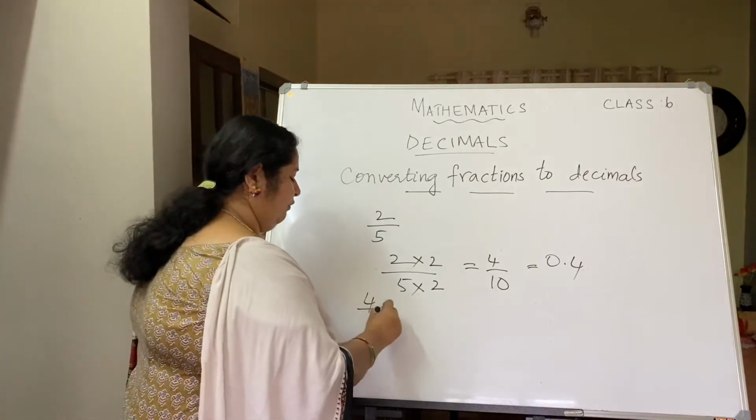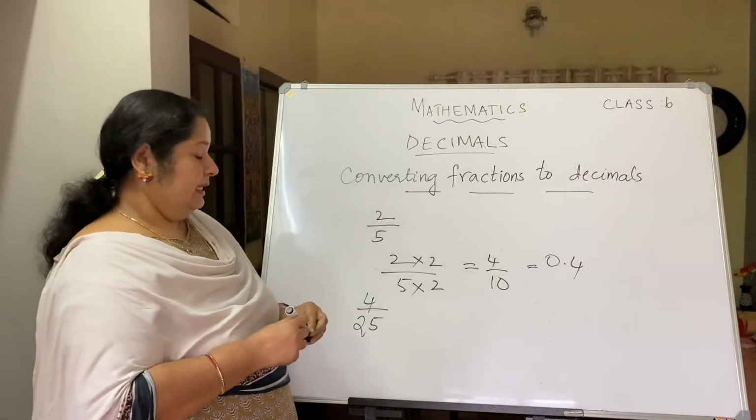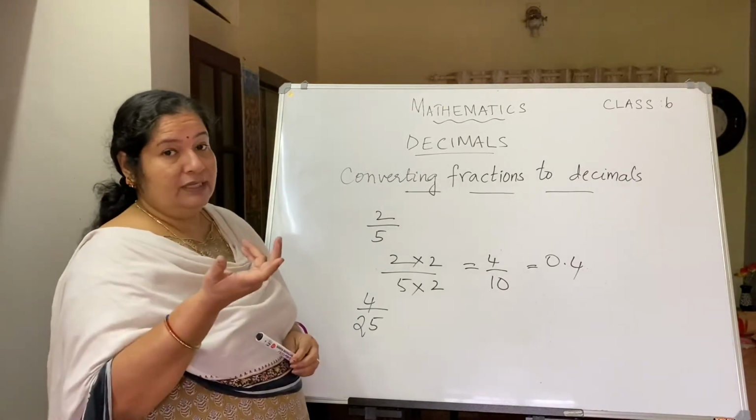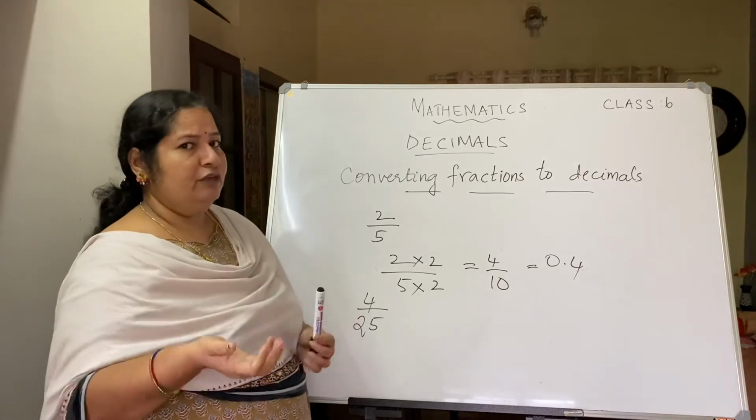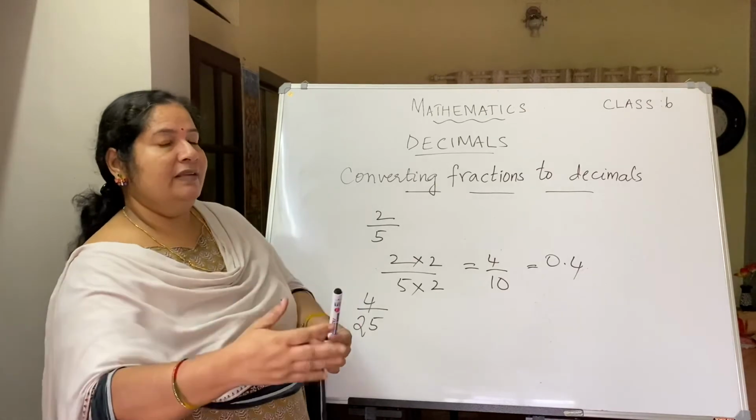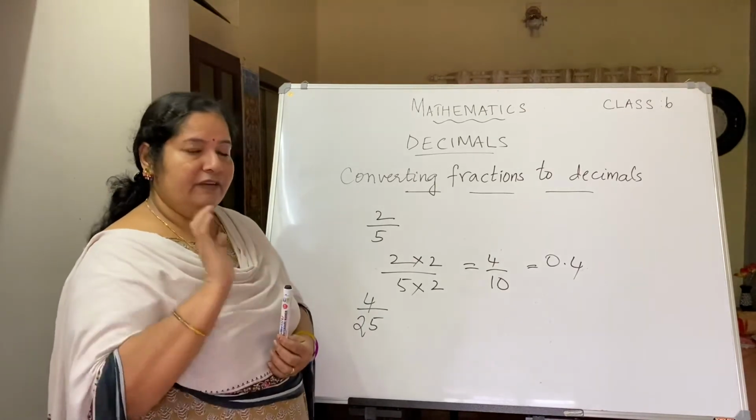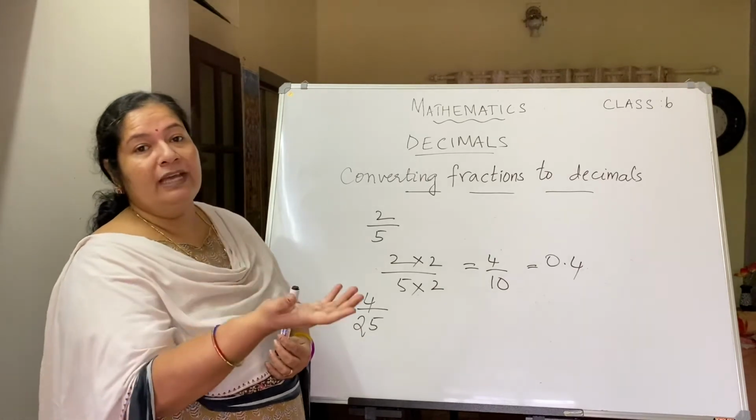Now one more question. Suppose you have 4 by 25. Here the denominator is not 10, 100 or 1000. But you think whether 25 is a factor of any of these. Anyway, it is not a factor of 10. Is it a factor of 100? The next nearest one is 100. Yes, 25 is a factor of 100. So we are going to change this 25 to 100.